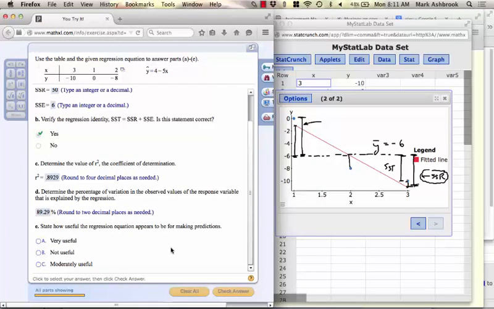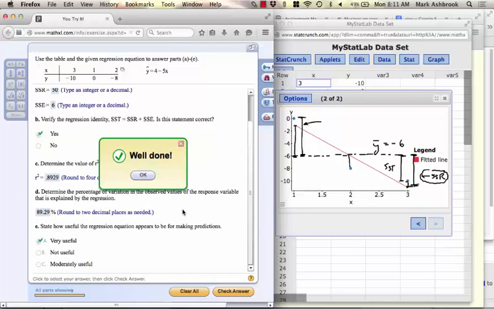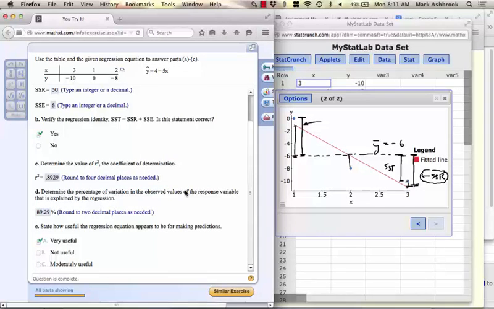How useful the regression equation appears to be for making predictions. So that's what we're talking about. How useful? Very useful, not useful, moderately useful. What do you think? Yeah, because the 89% is so high, so much of the variation is due to the regression, variation from the mean, that yes. In other words, it's a very high indication that this x value is predicting y. Okay, does that make sense? Anybody have a question?